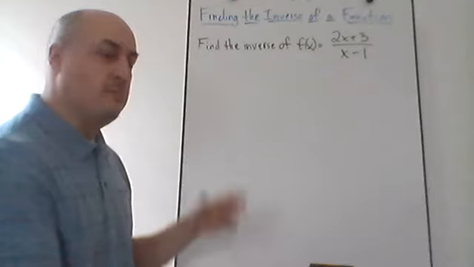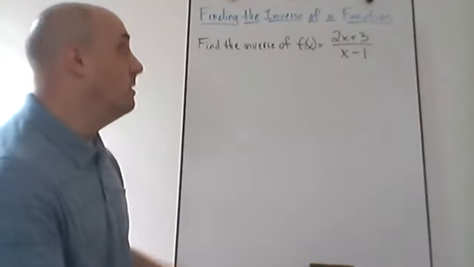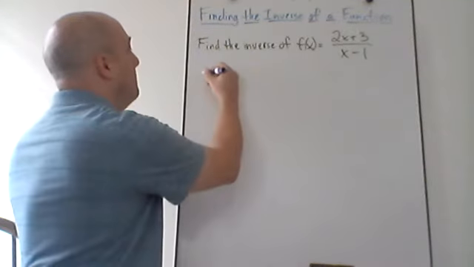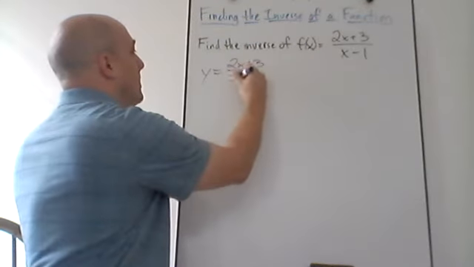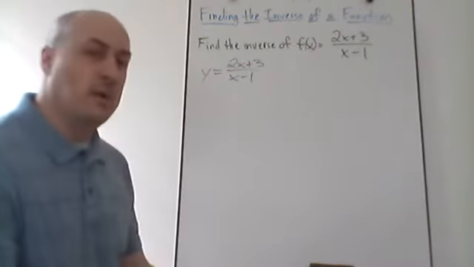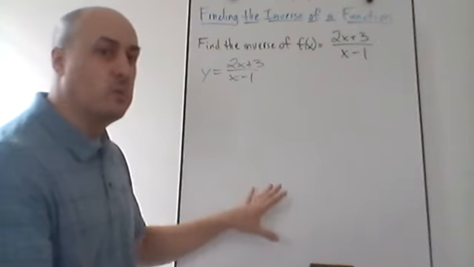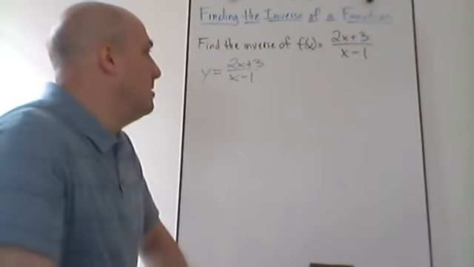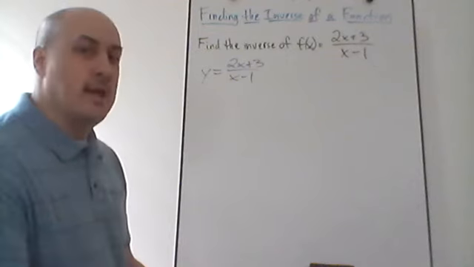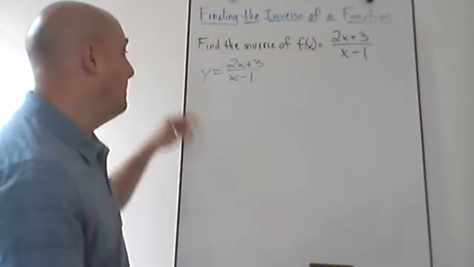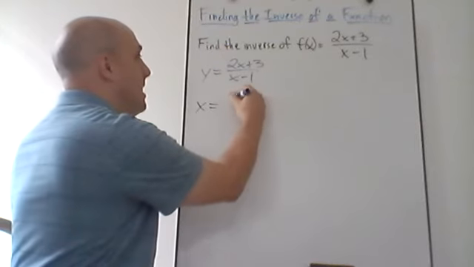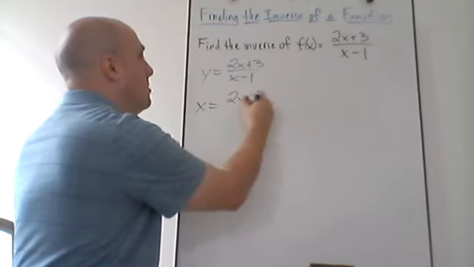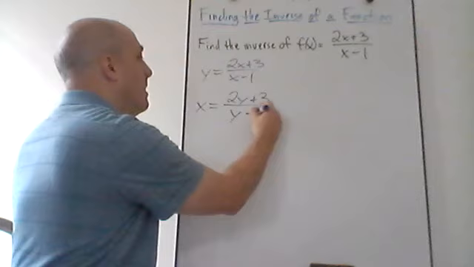First thing, same steps that I did on that last example. First thing, change the f of x to a y. So y equals 2x plus 3 over x minus 1. We want to get rid of that f of x just so it's more convenient to work through the problem. Next step, interchange the x and the y. Wherever the y is, I put an x. For every x that I see, I put a y. So it's 2y plus 3 over y minus 1.